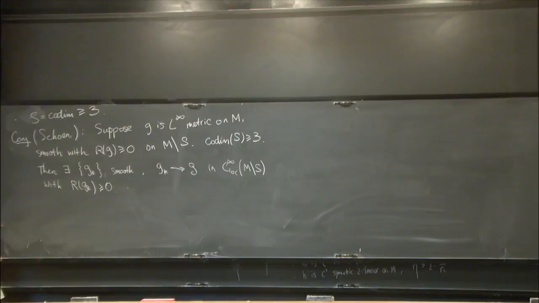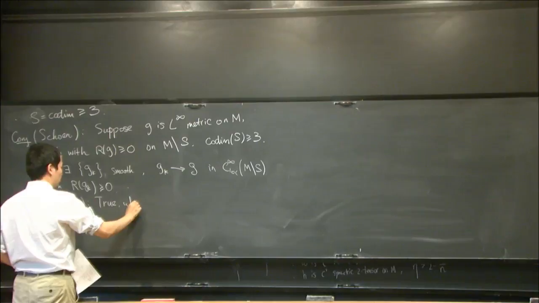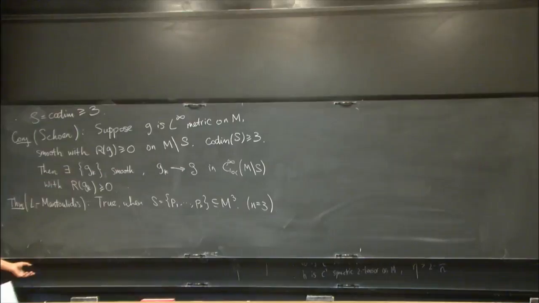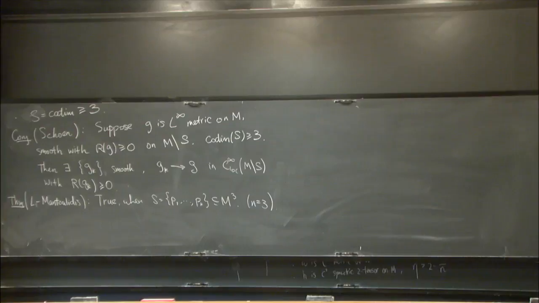Okay, so let me state evidence that this might be true. So it's a theorem of Gromov and Lawson, Schoen and Yau. Okay, so basically it is true when S is isolated points contained in the three-manifold. Does this ask for the manifold to be any codimension 3? I think any codimension 3. Sorry. Yeah, let's say any codimension 3. Yeah. Okay, so that's the result we know.